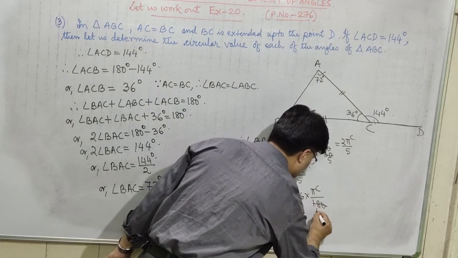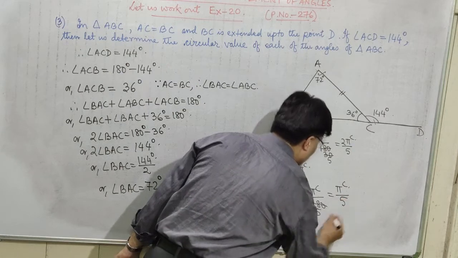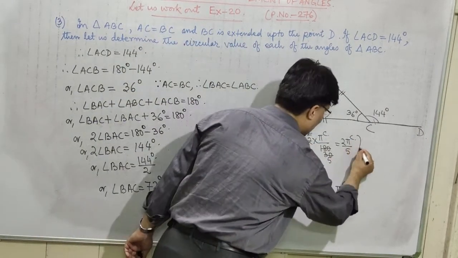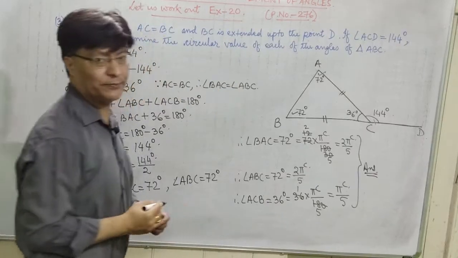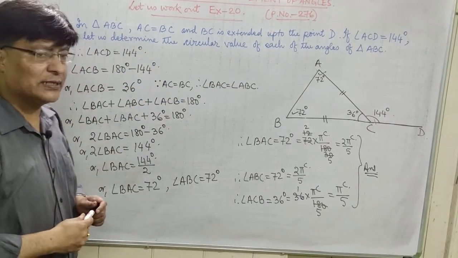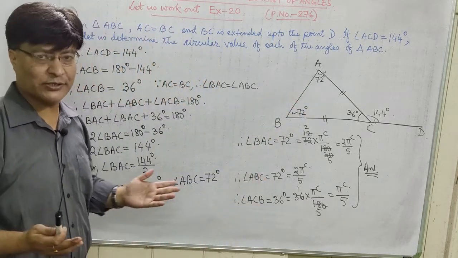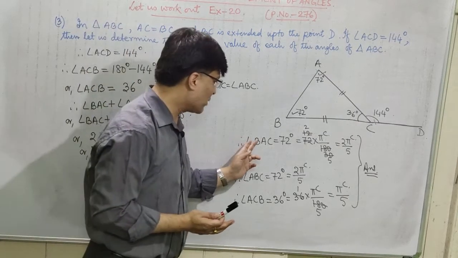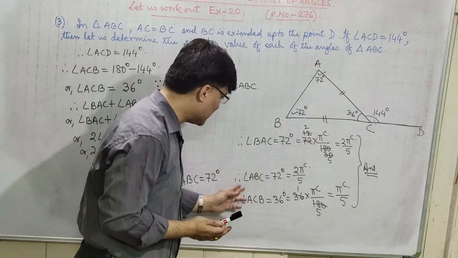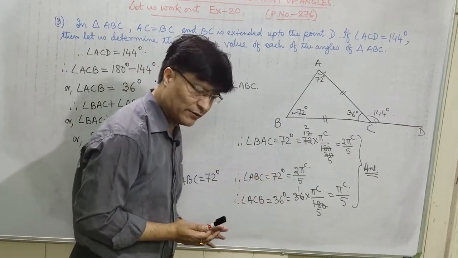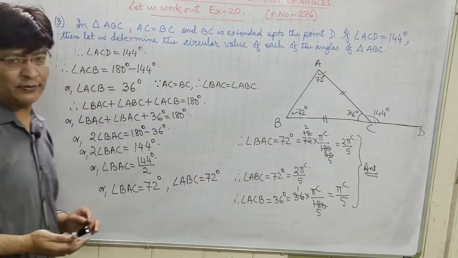36 ones are 36, 36 fives are 180, so this is pi radian divided by 5. So these are the angles of the triangle ABC in terms of circular measure. Angle BAC is equal to 2 pi radian by 5. Angle ABC is equal to 2 pi radian by 5. And angle ACB in terms of radian is pi radian divided by 5.